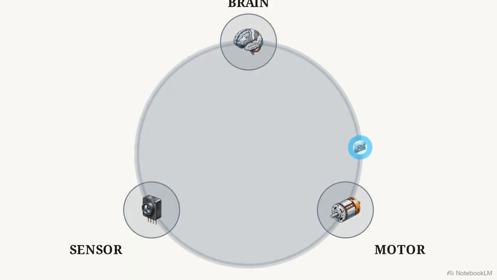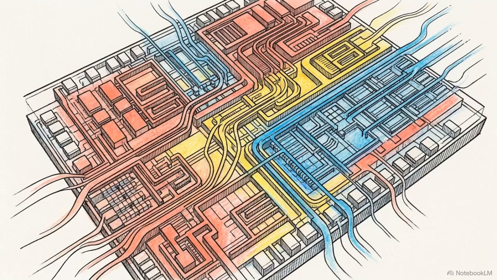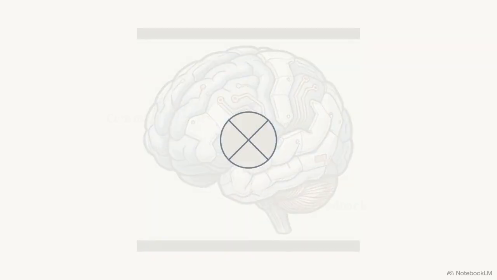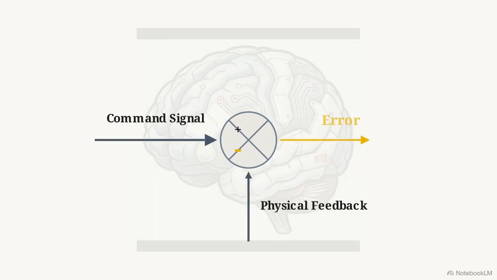This creates a closed-loop control system. The machine constantly measures its actual physical output and feeds that exact data straight back to the brain to inform the very next command. Inside that processor, a mathematical algorithm called a PID controller takes over. It constantly subtracts the physical feedback from the original command to calculate the exact degree of error.